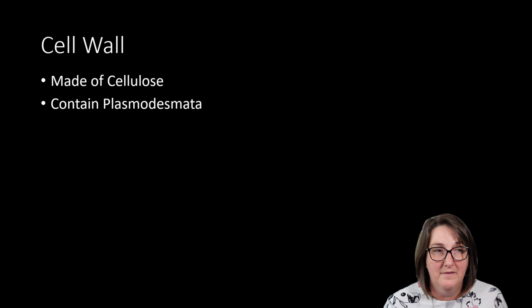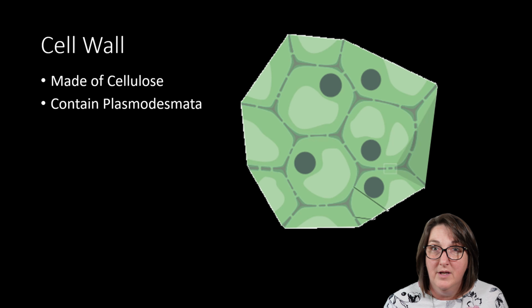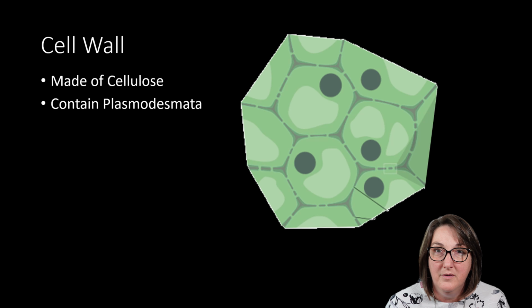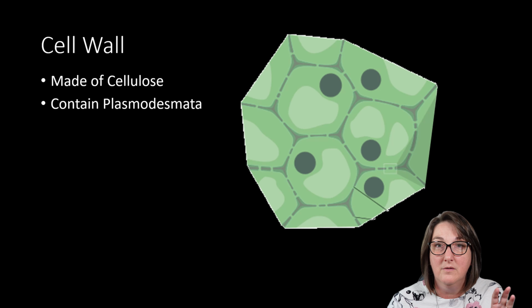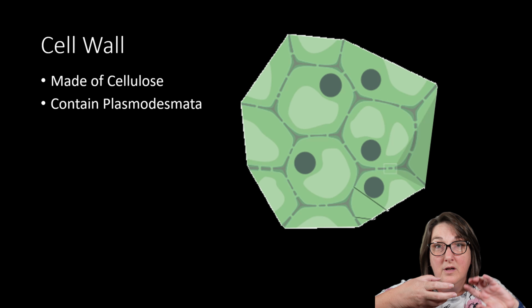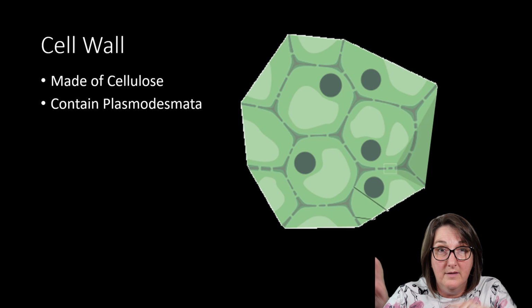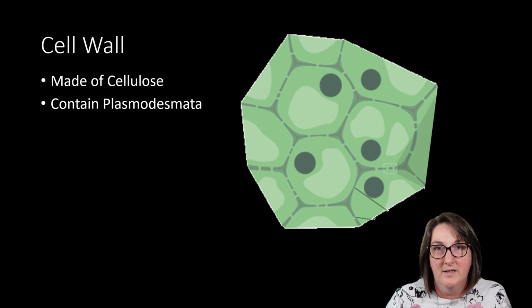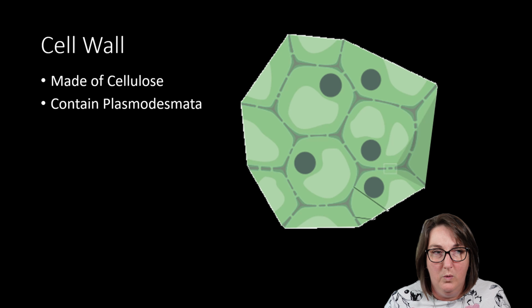The cell wall is made of cellulose, and cellulose, remember, is a type of carbohydrate. It's insoluble in water. If you watch my carbohydrate video, we have alpha glucose and beta glucose, and they're going to switch, so I have bonds going in different directions. That's what gives cellulose such great support.